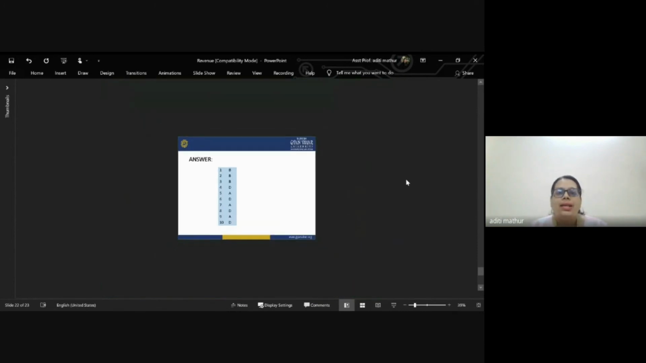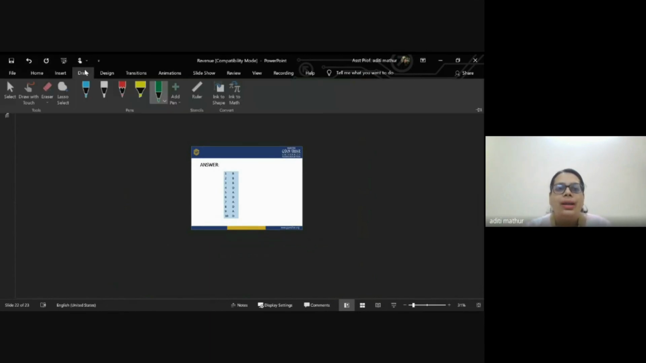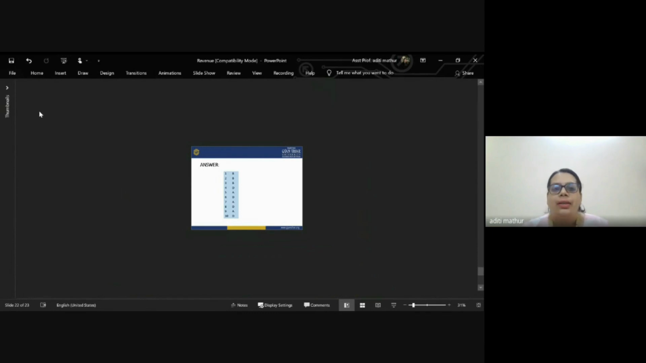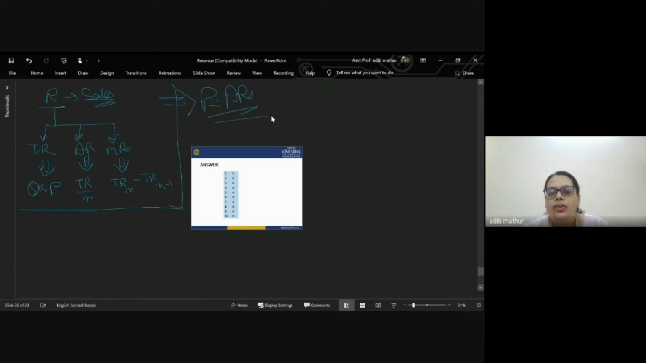Before I wind up and say thank you, let us have a quick recap of all the formulas and the topics we covered today. So we understood what revenue is. Revenue is the sales amount. Revenue is of three types: total revenue, average revenue, and marginal revenue. Total revenue is equal to quantity into price. Average revenue is equal to total revenue divided by n, and marginal revenue is equal to total revenue n minus total revenue n minus 1. Then we also understood that our price is always equal to our average revenue.